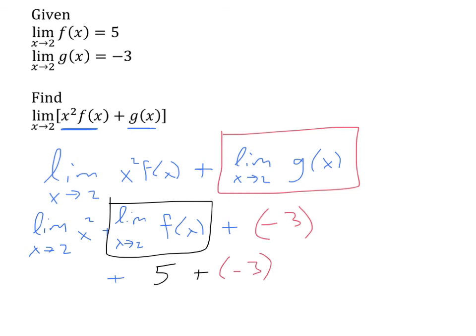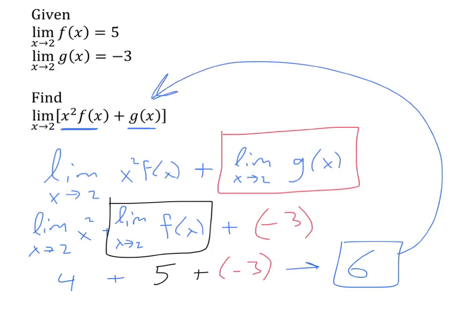The last thing I have to deal with is how am I supposed to do the limit as x approaches 2 of x squared? Well, remember how we deal with all limits. We try just plugging in the number. What happens if I just attempt to evaluate this for 2? Well, it works. When I plug that in, I get 4. And so when I add all these up, I end up with 6. And so 6 is what this limit would be.